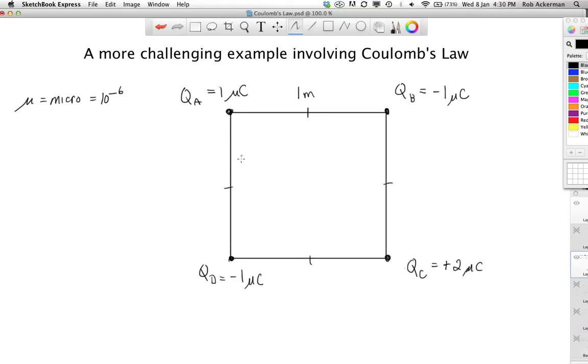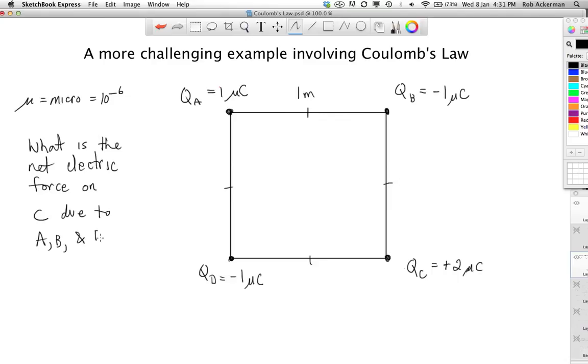The question is as follows. What is the net force? I guess we should specify the net electric force on C due to A, B, and D. So think about that for a minute. Pause the video if you have to. What is the net electric force on charge C due to A, B, and D?